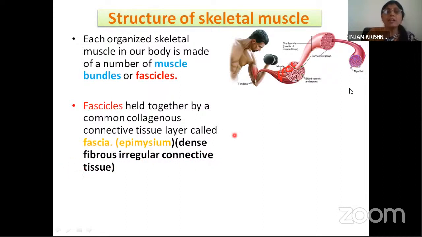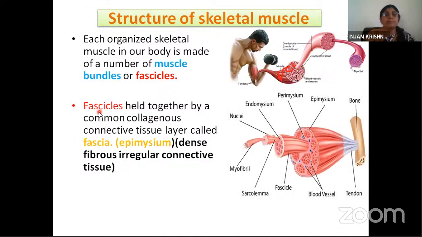dense fibrous irregular connective tissue. The name is called epimysium. Here it is, epimysium. Fascicles are held together by a common collagenous connective tissue layer called fascia, or we can call it epimysium. Epi means outer portion, so epimysium. The tissue is dense fibrous irregular connective tissue. You might have learned about them in your first year class. Such muscle bundles together form the muscle.